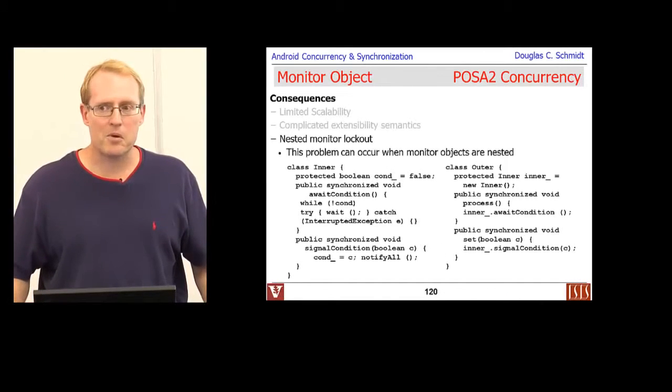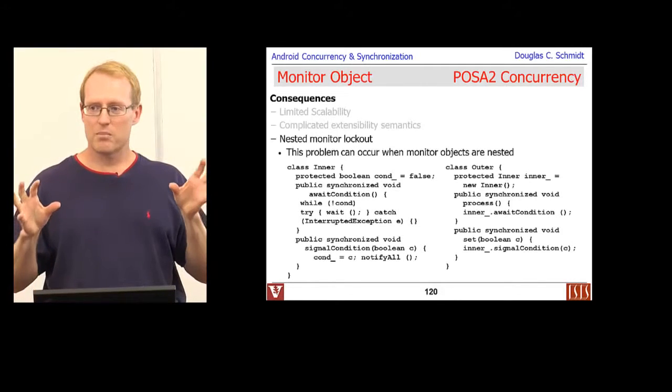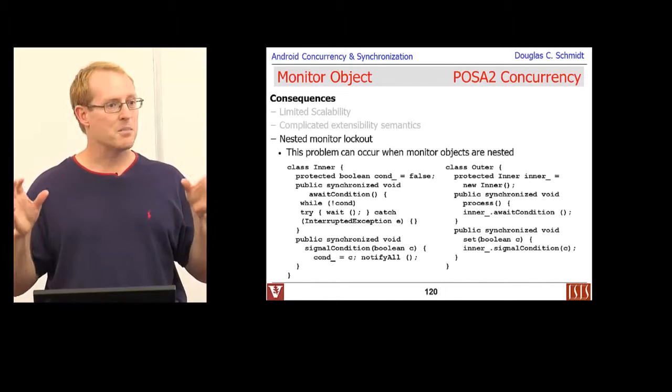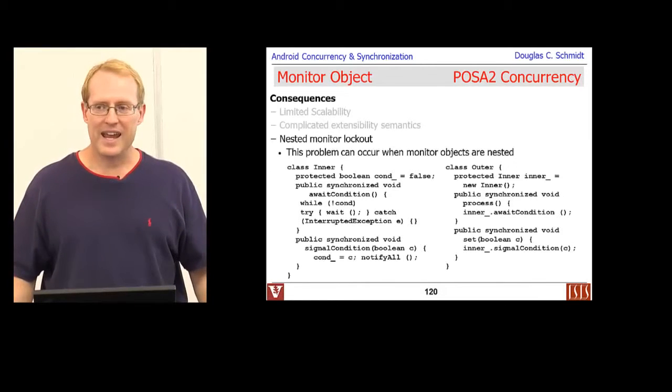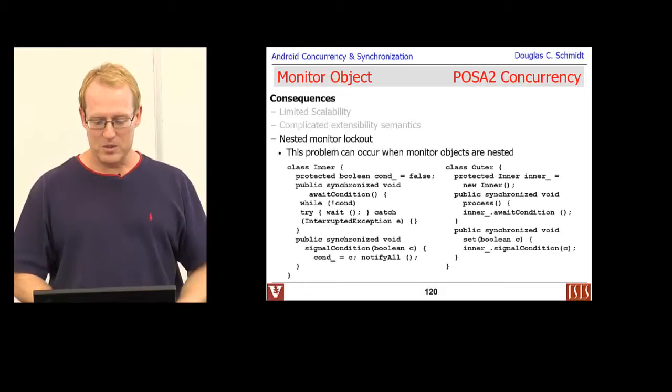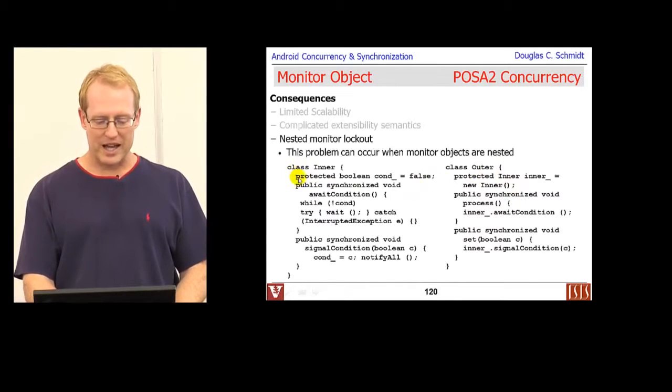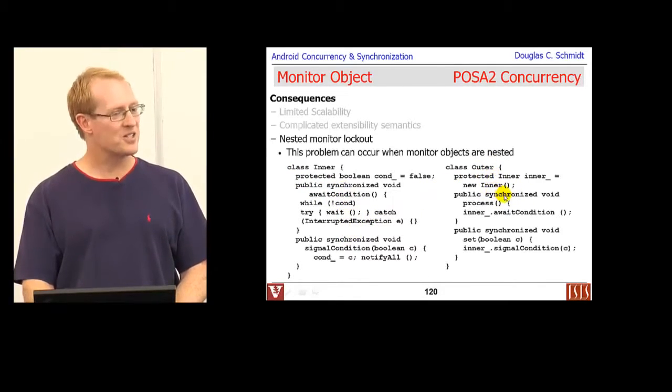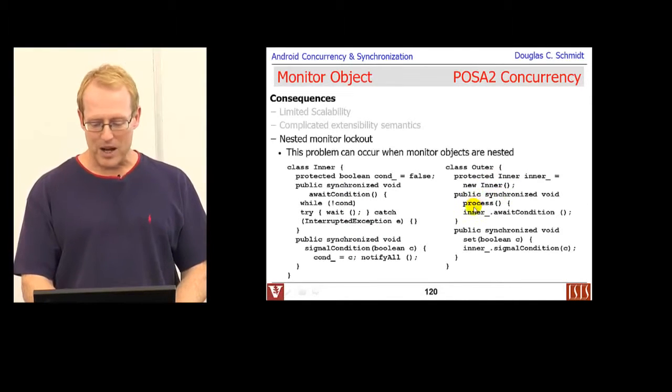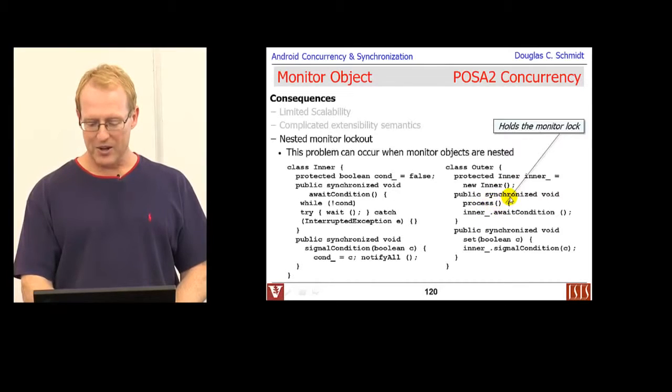Another very subtle problem occurs a lot in Java. If you're not careful, if you use the simple built-in mechanisms, this is called nested monitor lockout. And it'll trick you and trap you in all kinds of subtle ways. So here's a particular example of this where we have an inner class that uses synchronized methods to do various kinds of things, and we have an outer class that creates an instance of the inner class.